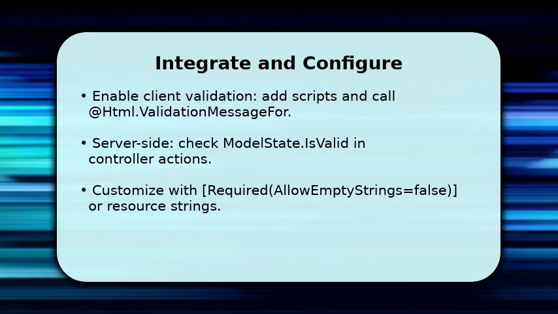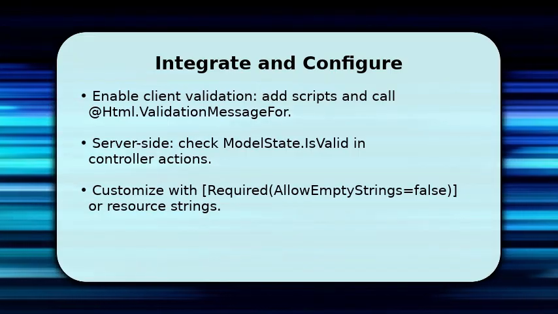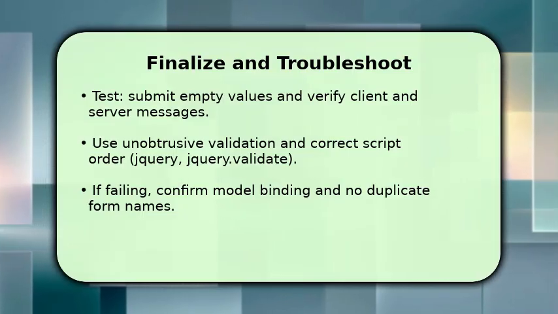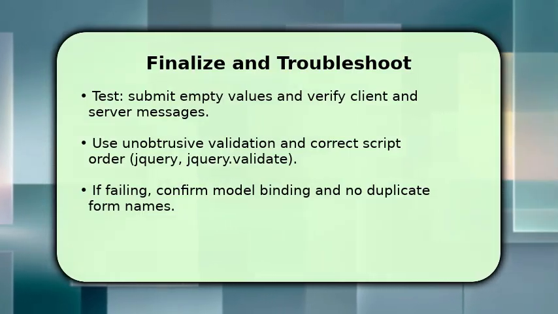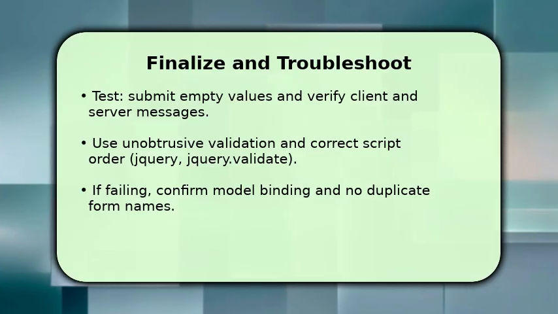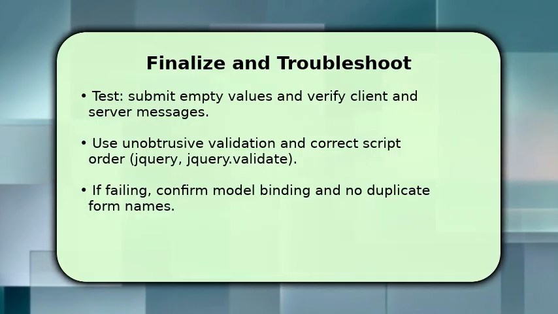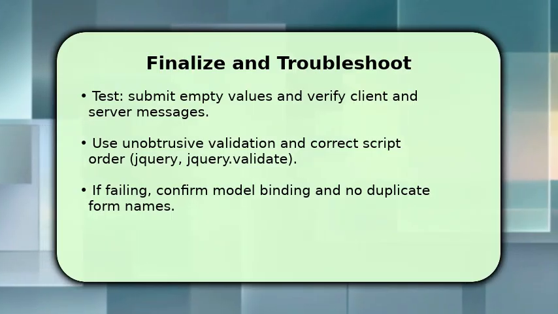You can fine-tune behavior with attributes like AllowEmptyStrings, or use localized ErrorMessageResourceName to support multiple languages. Finish by testing every field and flow. Submit empty values, disable JS, and test API calls. If client messages don't appear, make sure scripts load in order: jQuery, jQuery validate, jQuery validate unobtrusive, and that validation helpers are present.